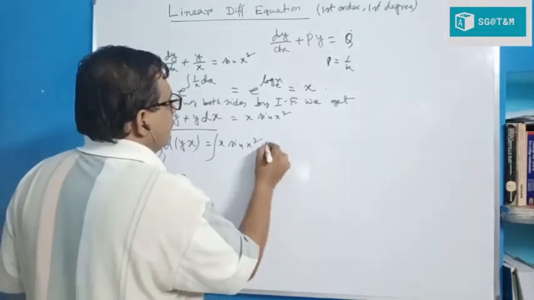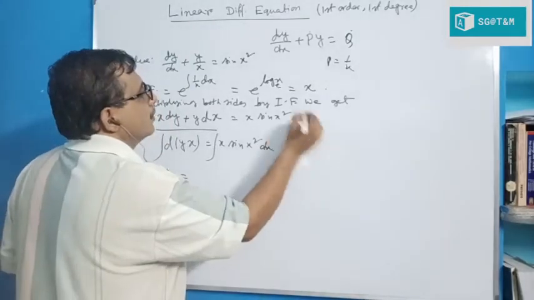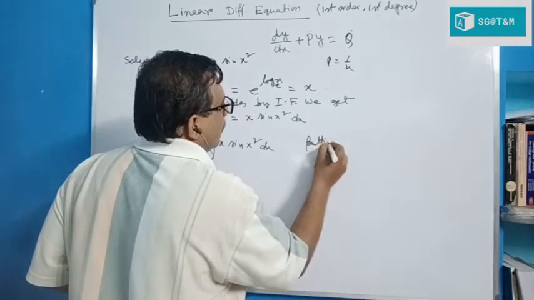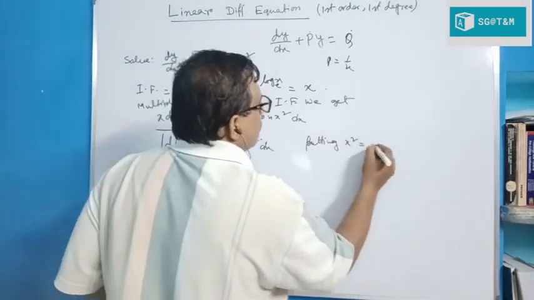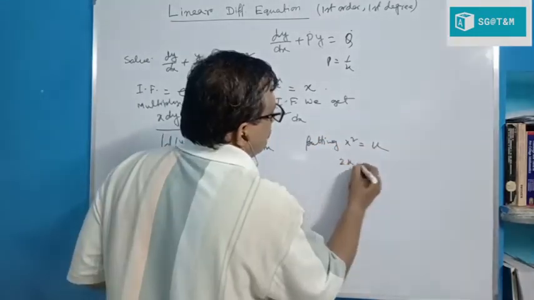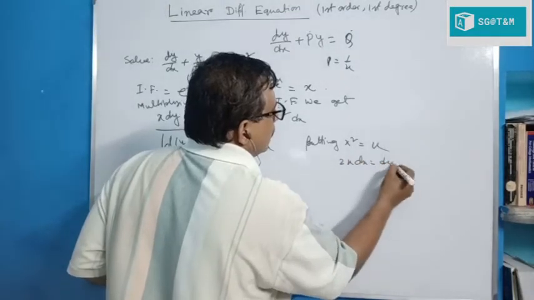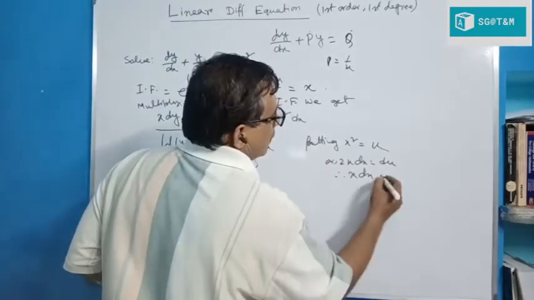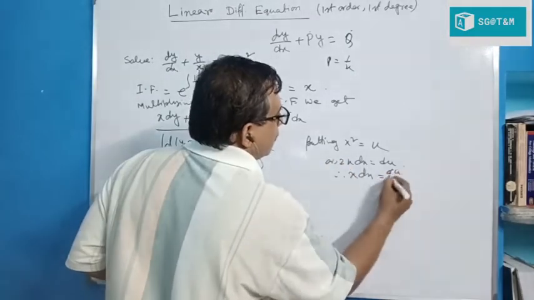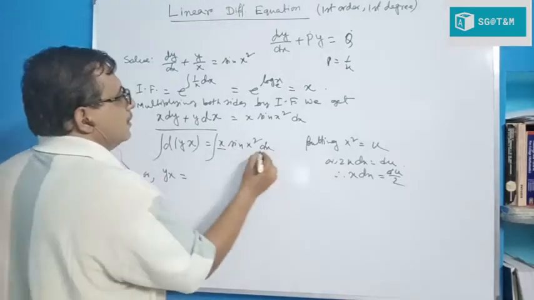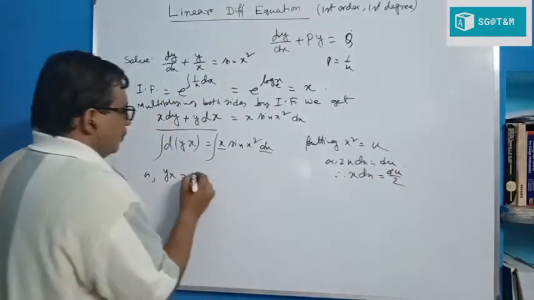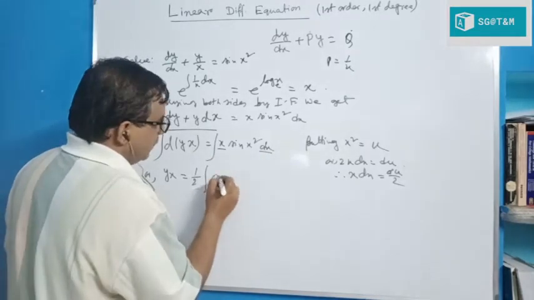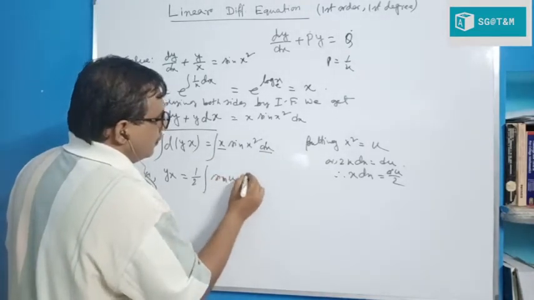Now for this, we substitute x square is equal to say u. So 2x dx is equal to du. That means x dx is equal to du by 2. So put here x dx as du by 2. So 1 by 2 common, x dx is du, that means this is sin u du.